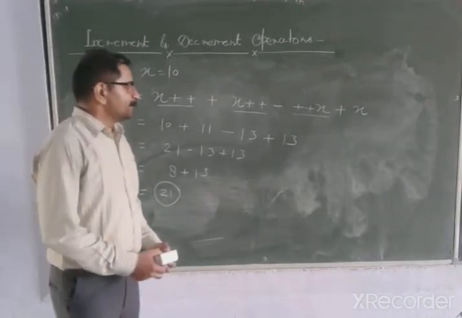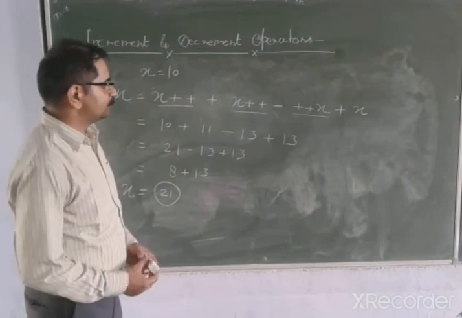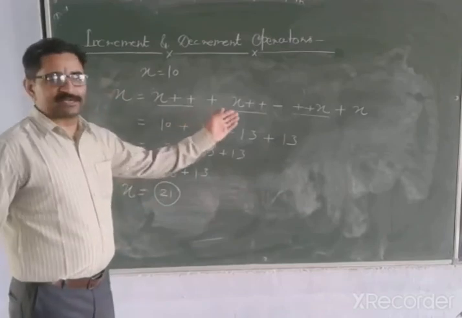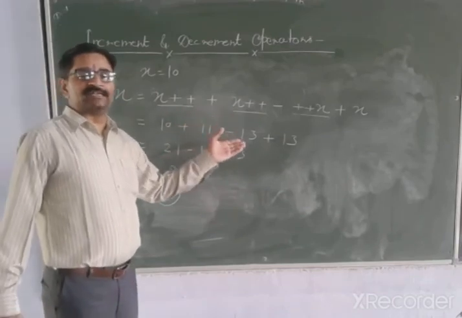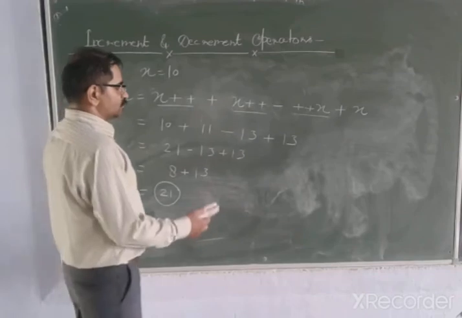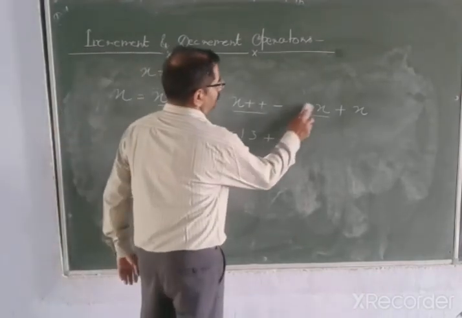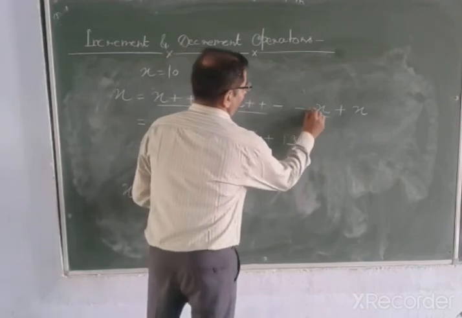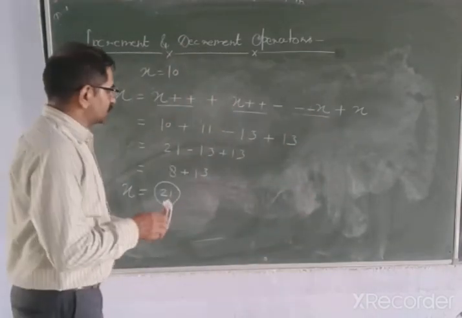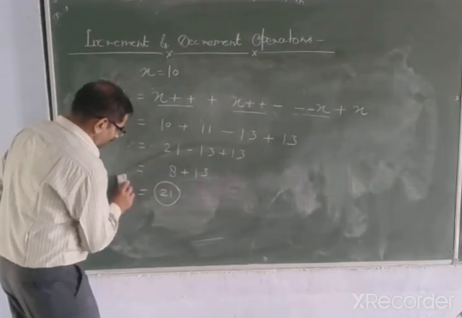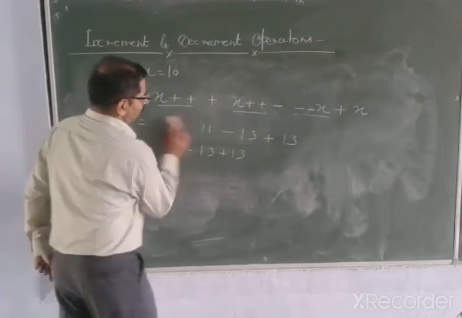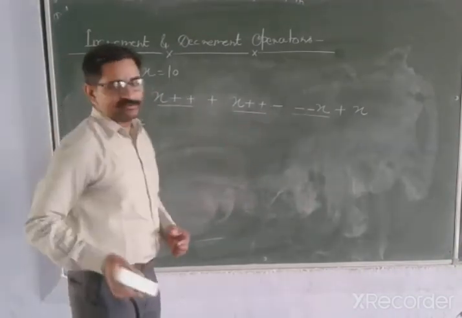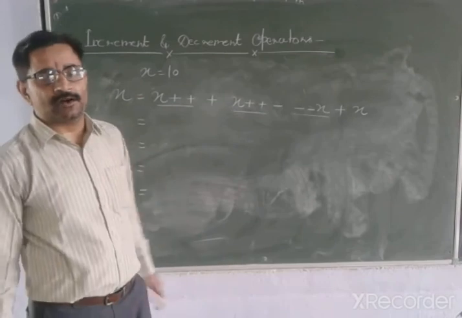Suppose we change this expression to understand the meaning of the decrement operator. So here, instead of plus plus x, we take minus minus x. Now see what will be the result of this expression. This is the combination of increment and decrement operators.